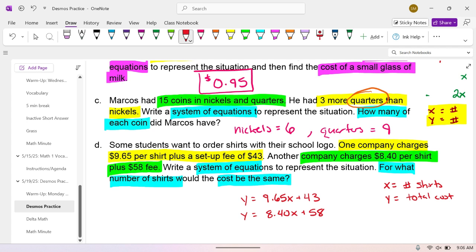Just think about it. It's gonna be equal to your total cost. You're gonna start with y equals. It's a flat fee. So that's what you pay the company upfront, and then it's $9.65. So if it's $9.65 per shirt, that means if I got two shirts, I would do what? Figure out the price of that.